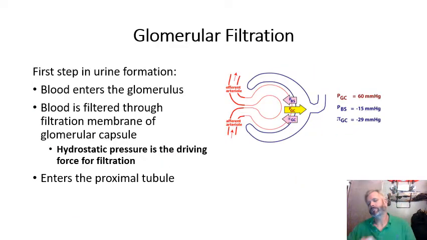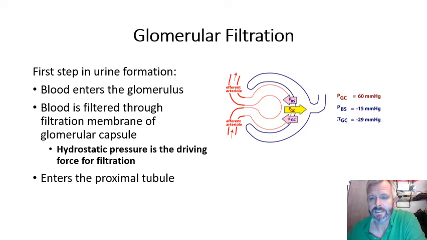So let's begin our process. Let's get into the first part of this, which is that we have to first filter the blood. And where does that take place? That takes place at the glomerular capsule, or the Bowman's capsule.